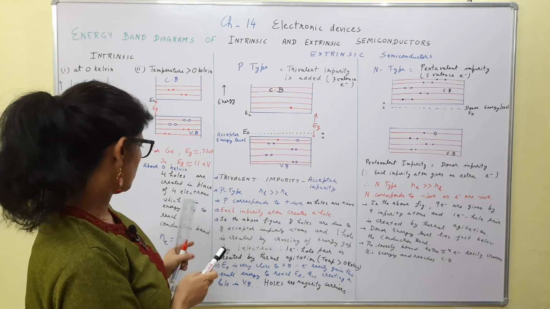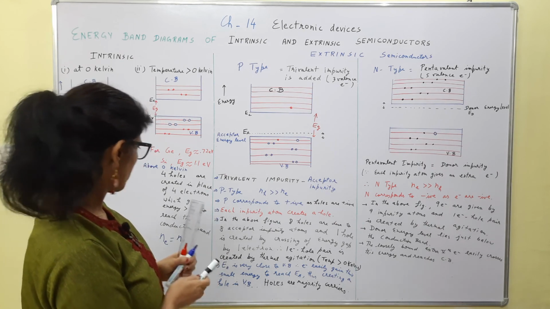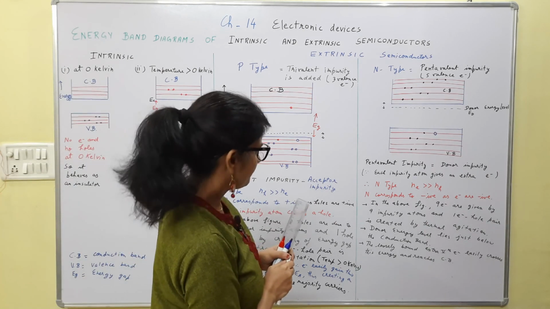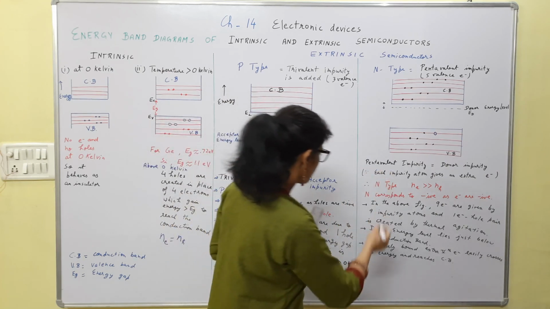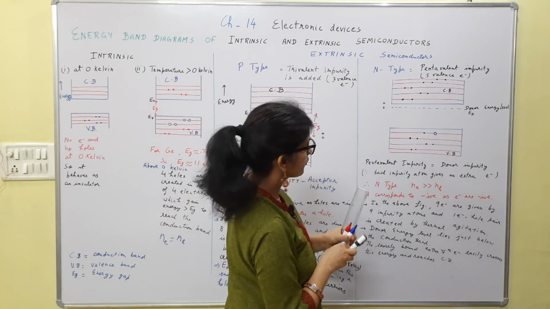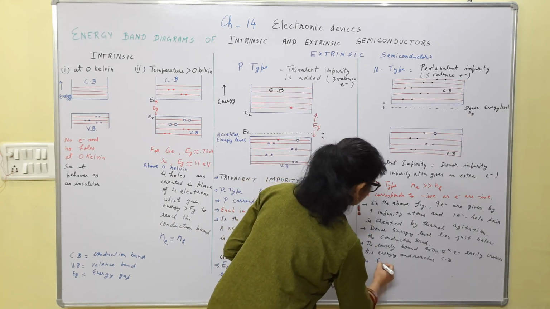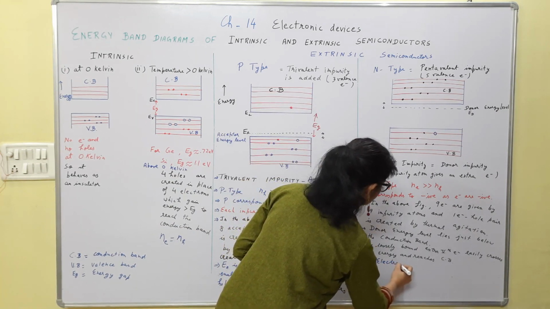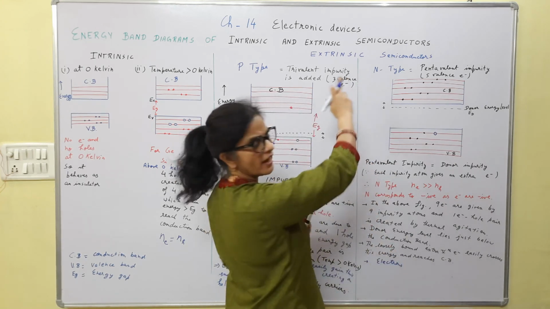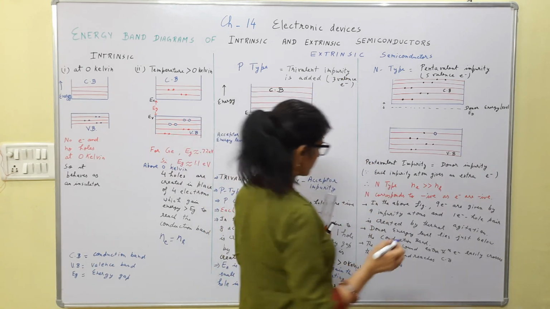We can mention one more thing over here, that in this case the electrons are the majority carriers. So you can remember this easily. N type means electrons are majority carriers.